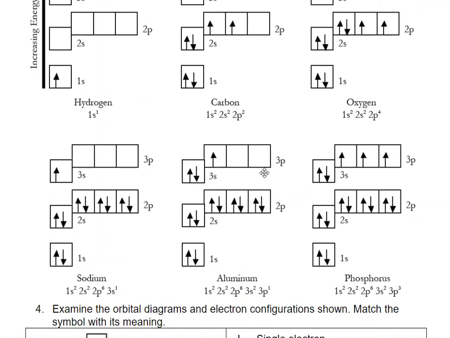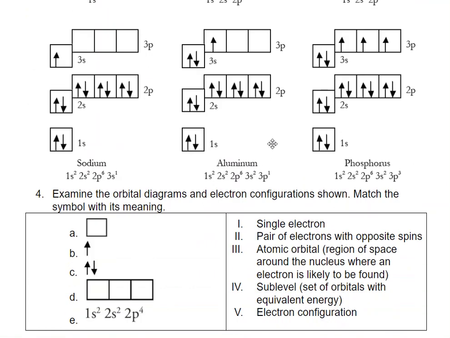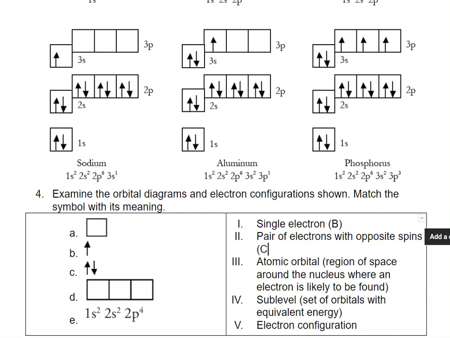So what we want to do is examine these orbital diagrams and match the symbol with its meaning. So very similar to what we were just doing. So what do we have that represents a single electron? A single electron is going to be B. That is the one arrow pointing up. A pair of electrons with opposite spins, that's C.